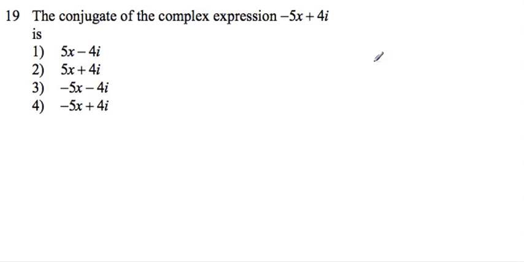Alright, number 19. Conjugate basically means that in front of an i, this sign has to be negated. So instead of negative 5x plus 4i, it would have been negative 5x minus 4i, which would be choice 3.